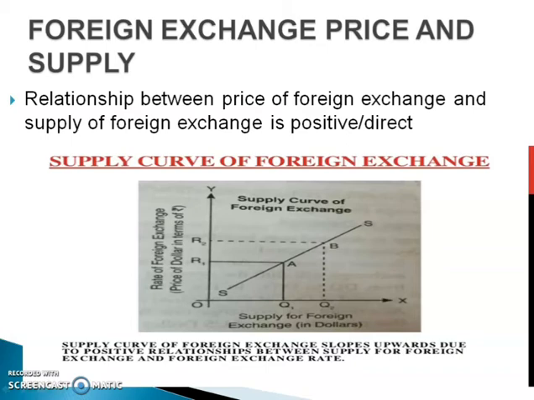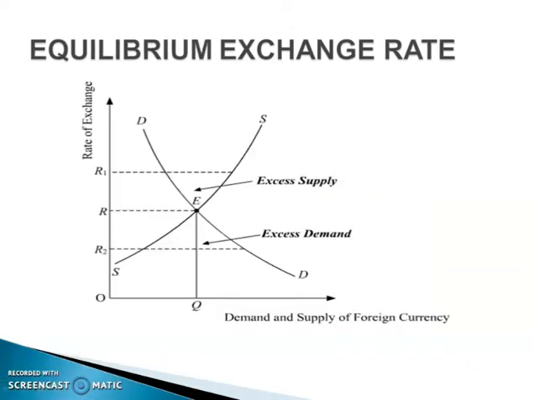So, the supply curve of foreign exchange slopes upward due to the positive relationship between supply of foreign exchange and foreign exchange rate. Then the equilibrium rate of exchange is established at the price where the quantity demanded of foreign exchange and quantity supplied of foreign exchange are equal to each other. So the demand and supply curves intersect at point E. This is the equilibrium point of foreign exchange.